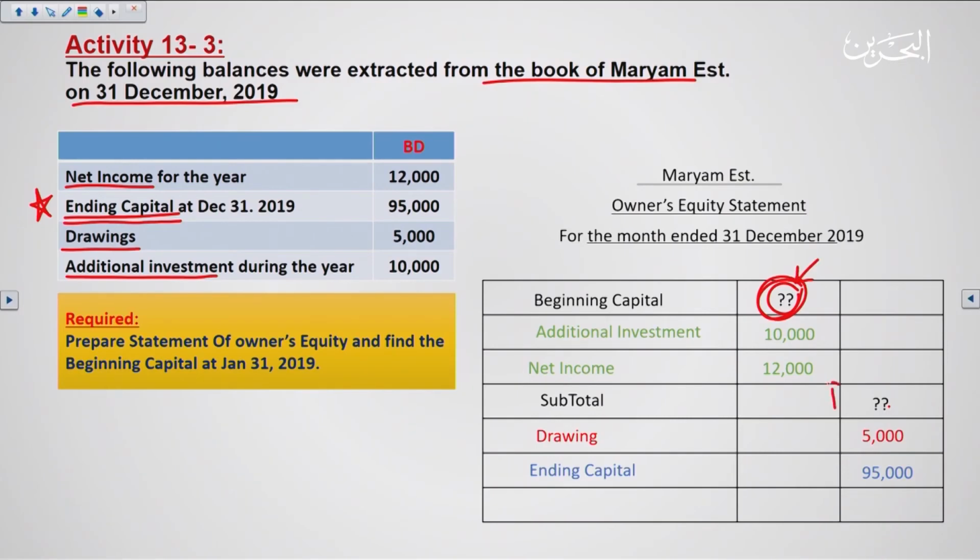and I have to reverse all the operations in order to get this amount. First, I will start with the subtotal, and I will calculate it. First, I have to add these two amounts, then I will get 100,000 BD. Then, to get this amount, first I have to add these two figures, which is equal to 22,000 BD. Now I have to calculate the beginning capital by subtracting these two figures to get this amount, which is 78,000 BD.